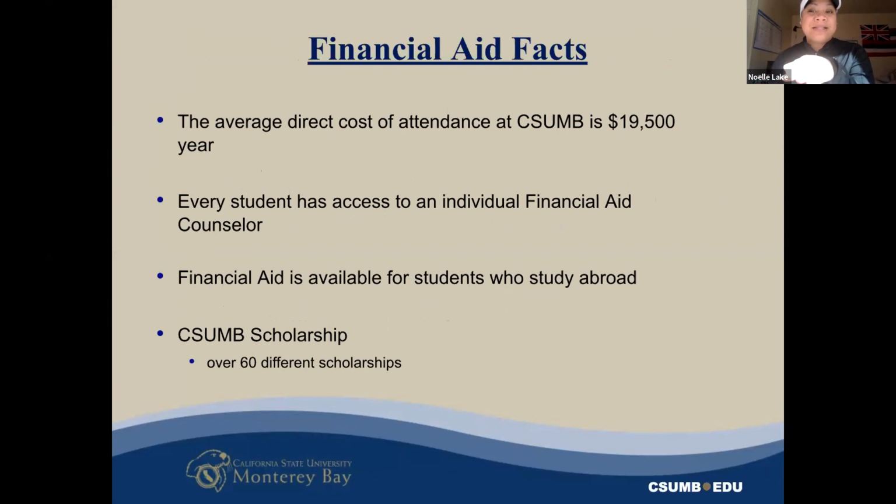Now, don't be discouraged about the $19,500 cost of attendance. Keep in mind, we're in a pandemic, so it's going to be much more affordable because we're working remotely from home and classes are virtual. Every student has access to an individual financial aid counselor. So for example, my alpha is B through H, and I'm also in charge of Cal Grant and Teach Grant. But we also have specific financial aid counselors for things like the Middle Class Scholarship or outside scholarships. It's available on our website.